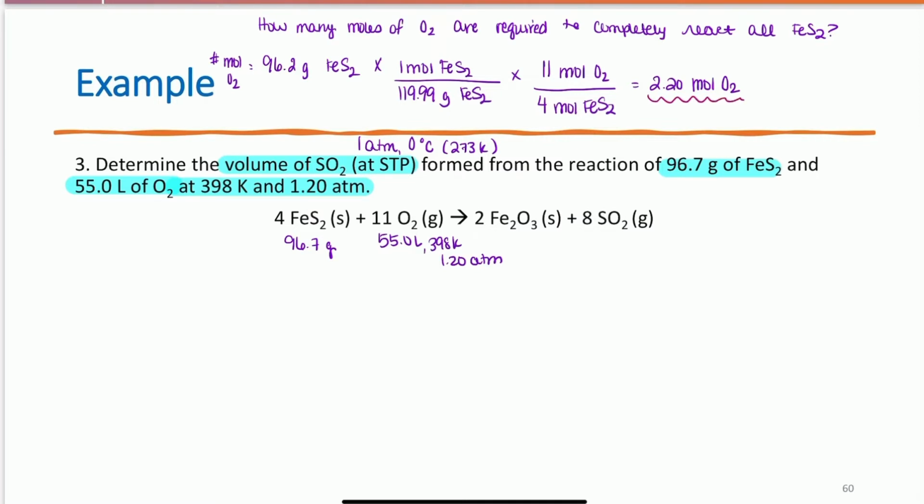So this is what is needed to react all of my FeS2. Do I have enough?